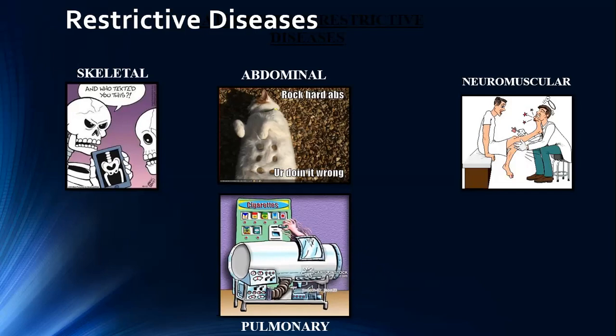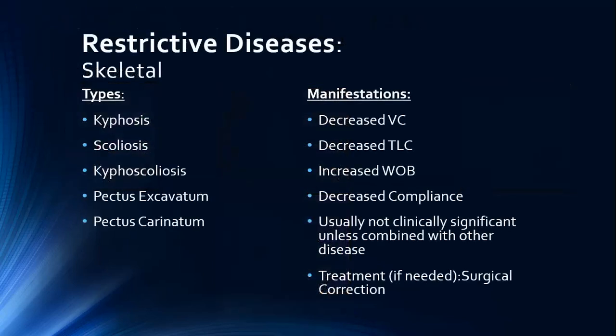There are gonna be several listed in each class. So when I give you a disease, you gotta be able to tell me which class it comes from and how it manifests, how do we treat it, stuff like that. All right. Let's look at the skeletal restrictive diseases first.